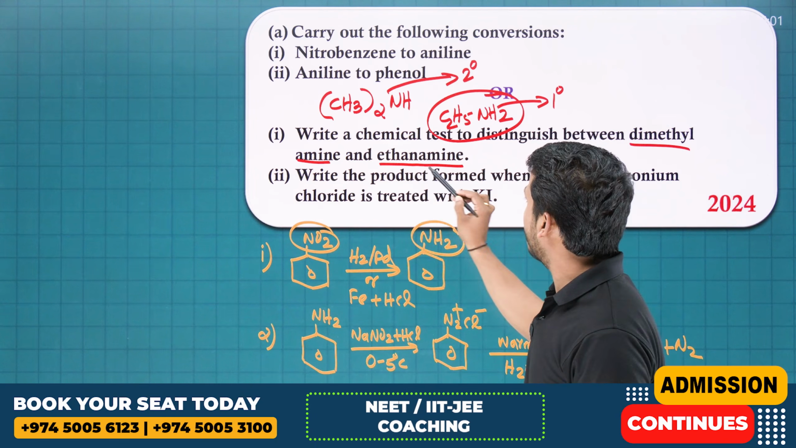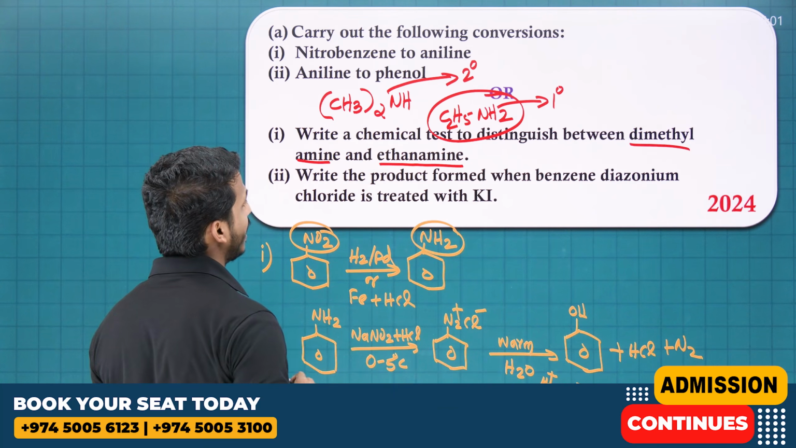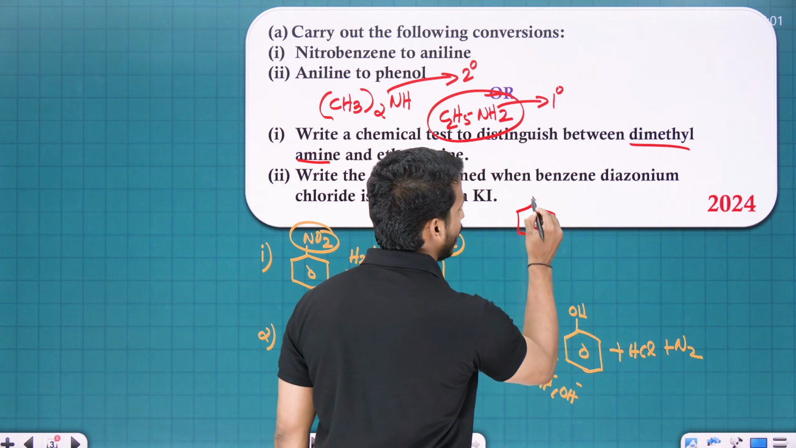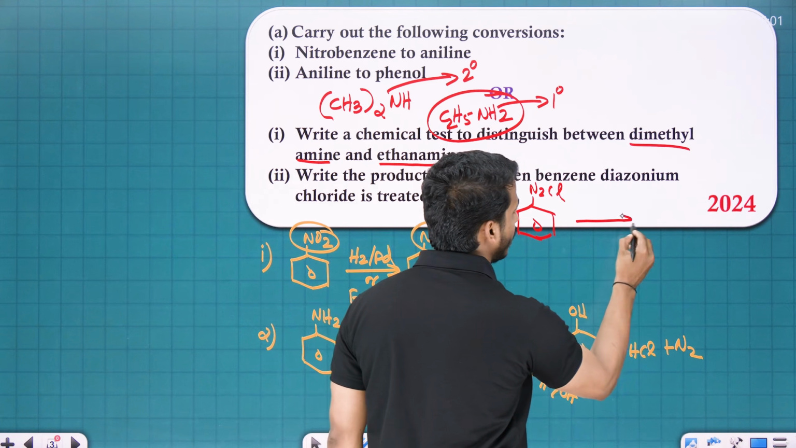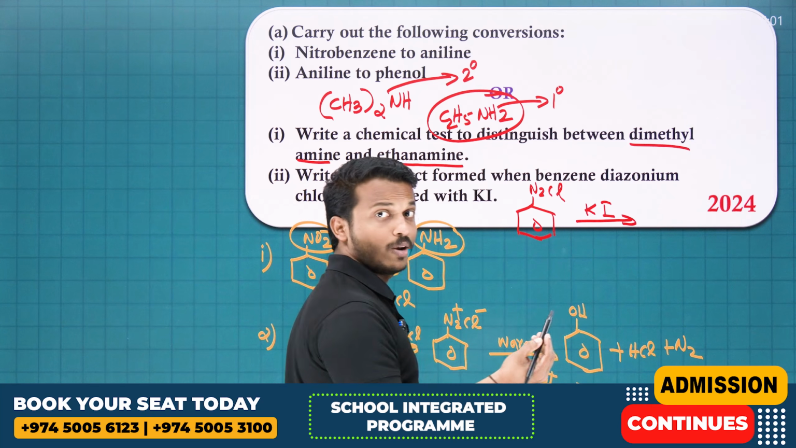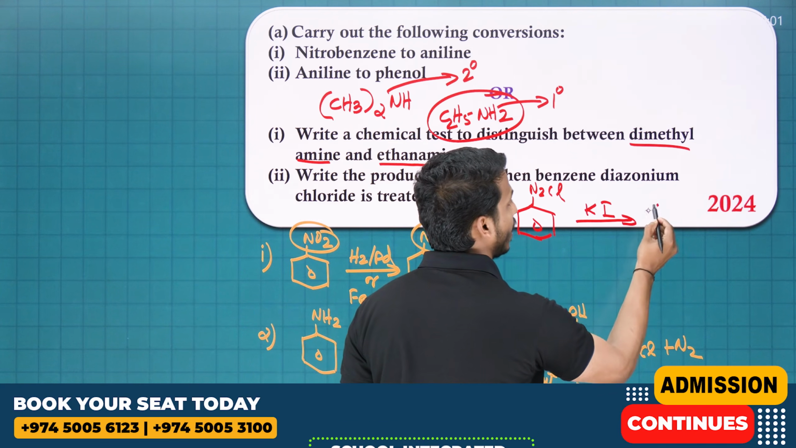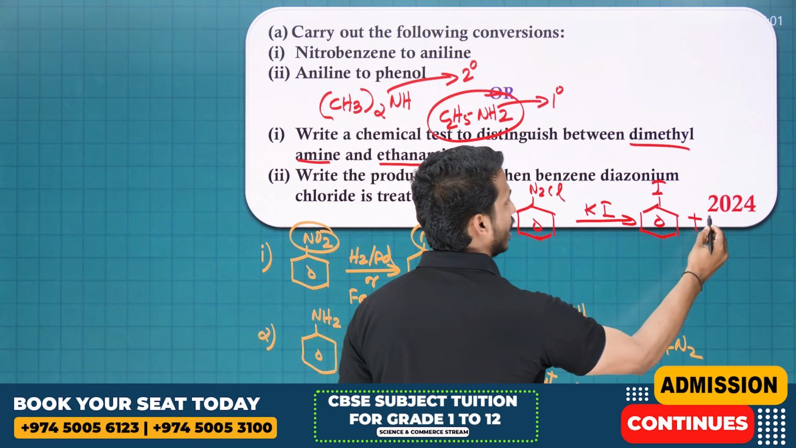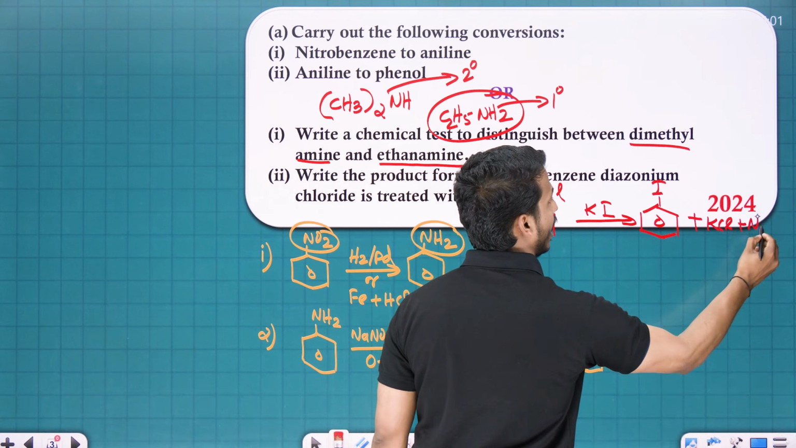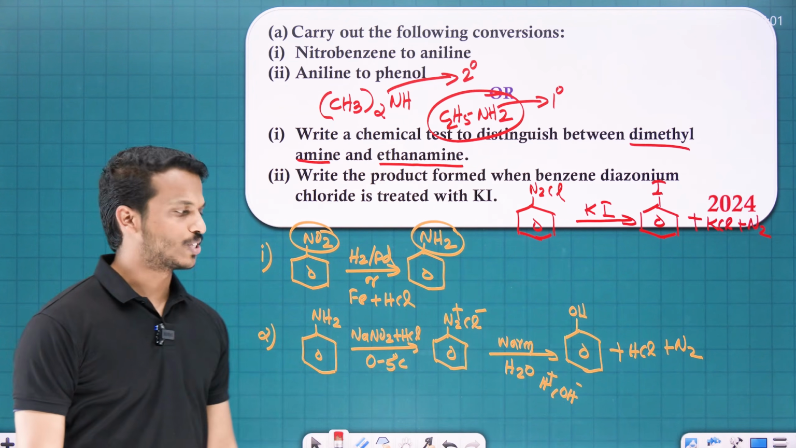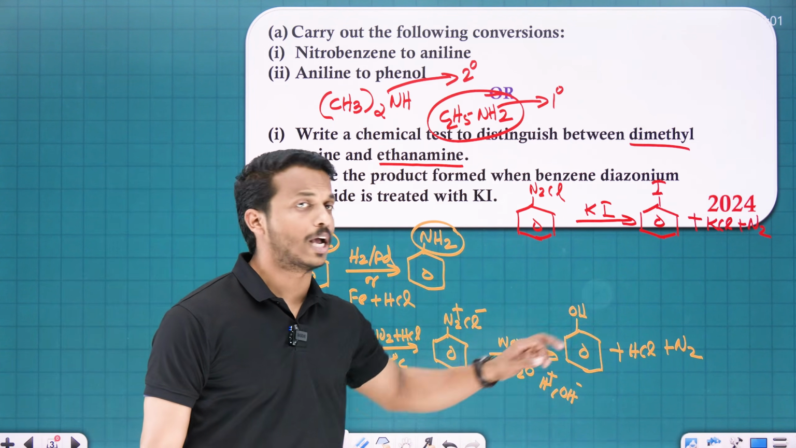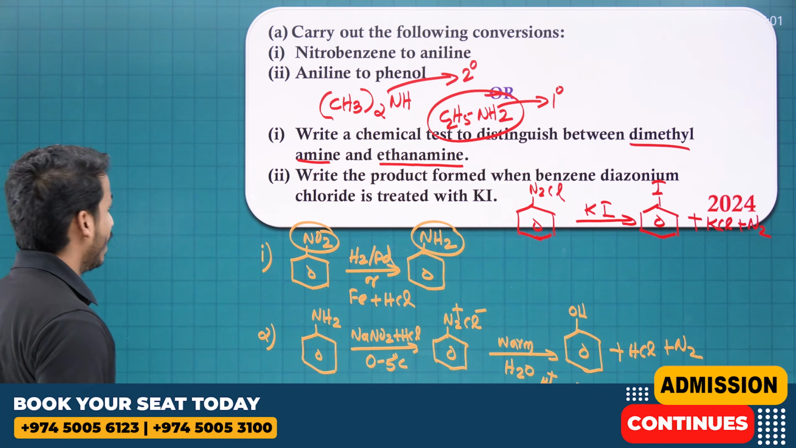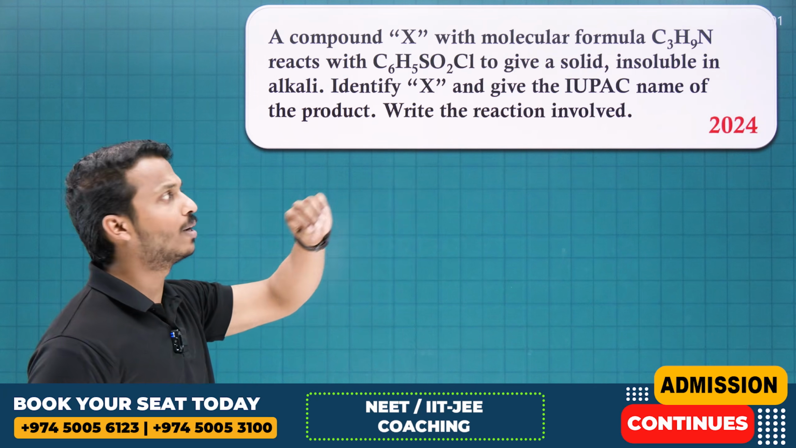Next question: write the product formed when benzene diazonium chloride is treated with KI. What do we get? Benzene diazonium chloride when treated with warm KI, iodine comes to benzene. We get iodobenzene plus KCl along with nitrogen gas. That's it. So these are simple reactions they are asking from the amine chapter. This is the 2024 board question. Okay, next one, again 2024, some other question.